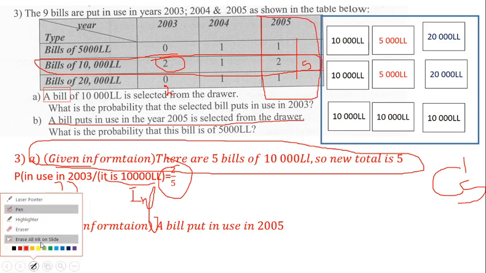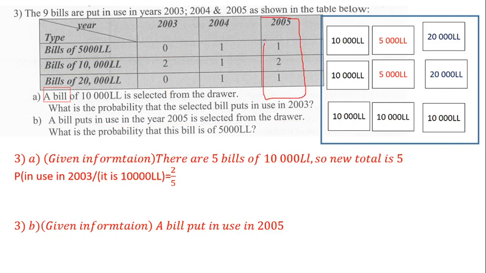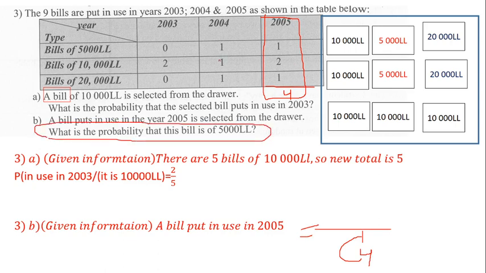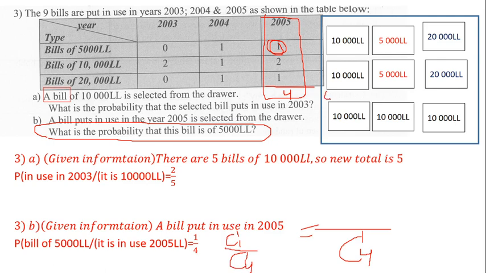Now, a bill put in use in 2005, also look at 2005 only. Let's clear the ink. In 2005, you have 4 bills. You have chosen one. So the total cases will be 1 out of 4. What is the probability the bill is of 5,000? I know that I have two bills of 5,000, but in 2005 I have this only. So it will be 1 over 4. As if I say I need 1, the desired is 1 out of 1, over the total, which is 4. We can't use 9 anymore. No 9 anymore, because you have information. This is everything for the 3 exercise. Thank you very much. And this is teacher Muhammad Yusuf. Thank you.